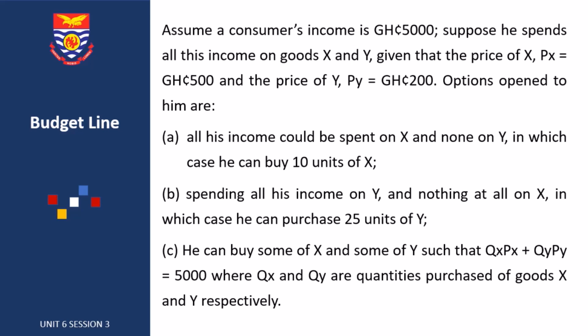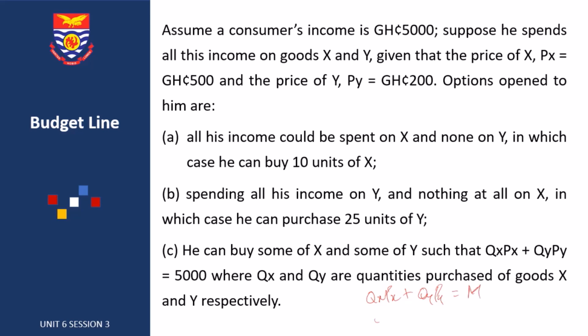The consumer can also decide to spend all the income on good Y, whereby the consumer can have 25 units of Y. Or the consumer then combines the two commodities X and Y, as we looked at in the first slide in this session, where now this equation is going to be QX PX plus QY PY equal to 5,000. Like we said, the normal equation for two commodities is going to be QX PX plus QY PY equal to M. Here they give us the income to be 5,000.